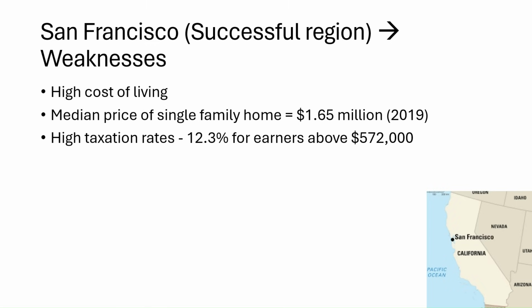It's the high cost of living. Everyone you've met from San Francisco probably complains about the cost of groceries and stuff. The median price of a single family home is $1.65 million in 2019, which is ridiculous. It's such a massive price. And another big thing that deters people is high taxation rates, with 12.3% for earners above $572,000. High taxation rates mean that you end up with less money at the end of the day. So yeah, it's a weakness, and it deters potential investors.